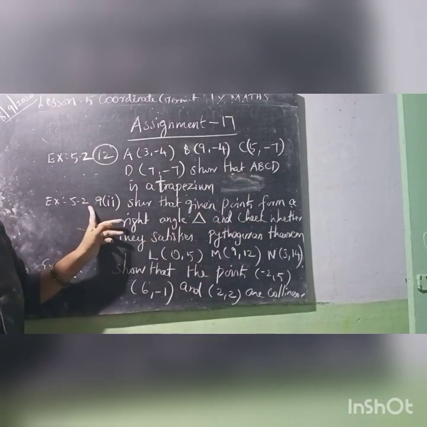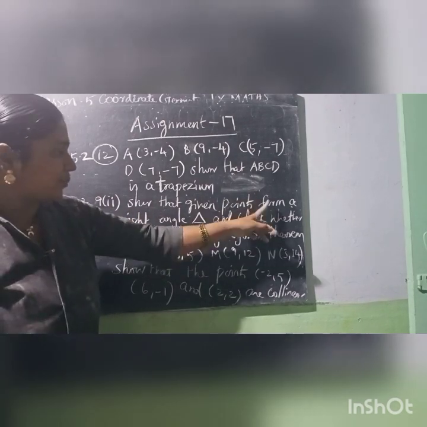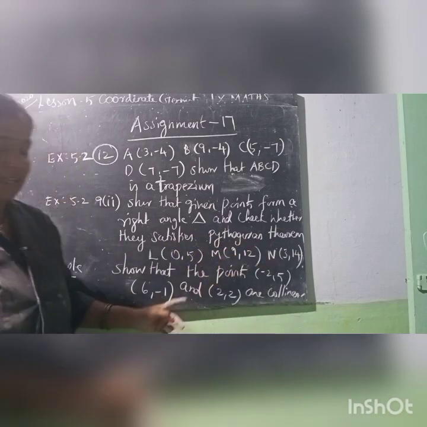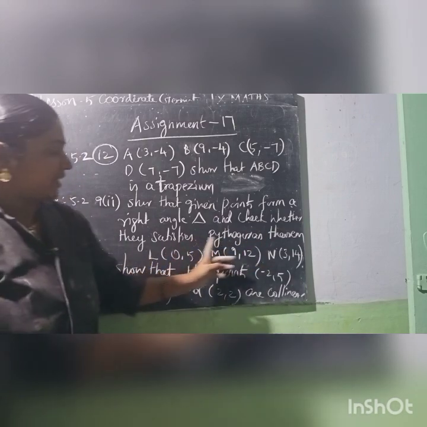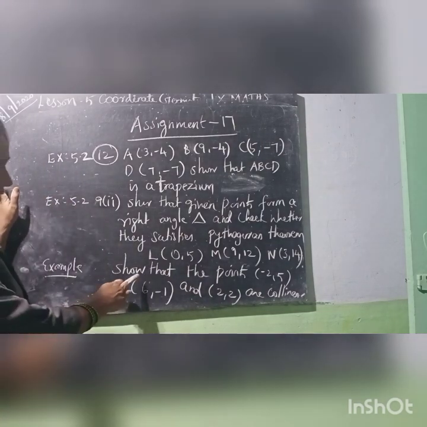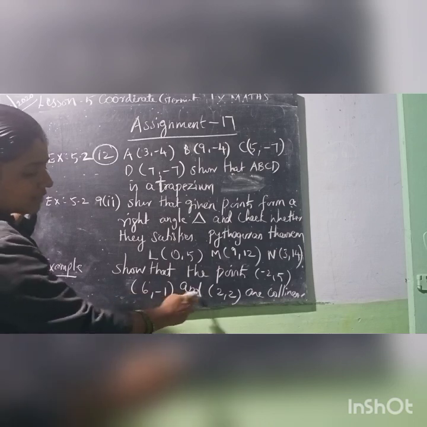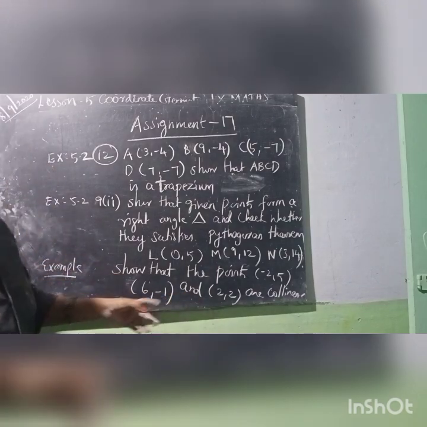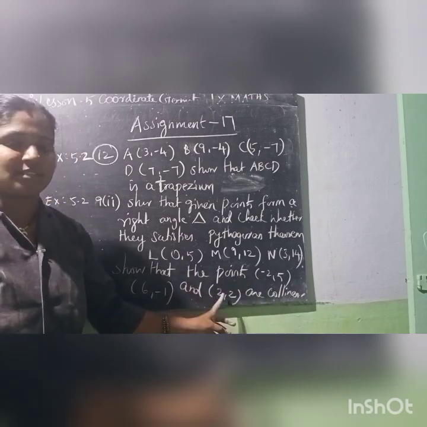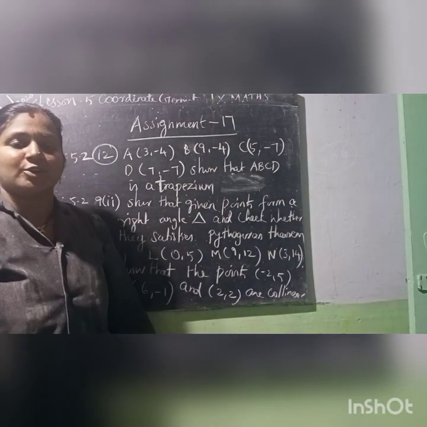Then see, this is exercise 5.2, 9th second sum. Show that given points form a right angle triangle. Check whether they satisfy Pythagoras theorem. Already we did the same problem in the first division. You can see that. Then next, show that the points (-2, 5), (6, -1) and (2, 2) are collinear. So you consider this is ABC. Then find out AB slope and BC slope. If it is equal, we can say 3 points are collinear. Thank you.